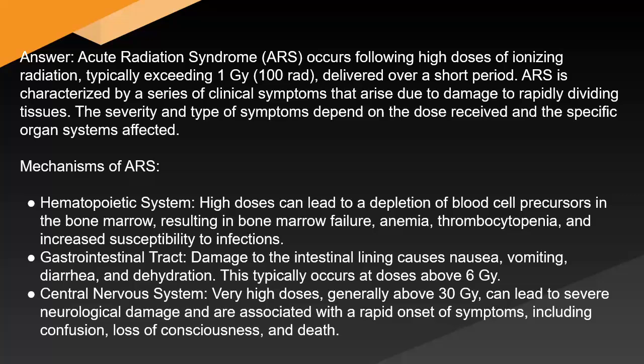Mechanisms of ARS. Hematopoietic system. High doses can lead to depletion of blood cell precursors in the bone marrow, resulting in bone marrow failure, anemia, thrombocytopenia, and increased susceptibility to infections. Gastrointestinal tract. Damage to the intestinal lining causes nausea, vomiting, diarrhea, and dehydration. This typically occurs at doses above 6 Gy. Central nervous system. Very high doses, generally above 30 Gy, can lead to severe neurological damage and are associated with a rapid onset of symptoms including confusion, loss of consciousness, and death.